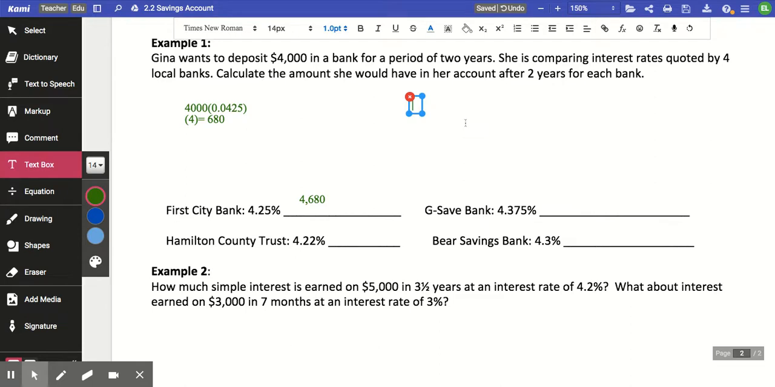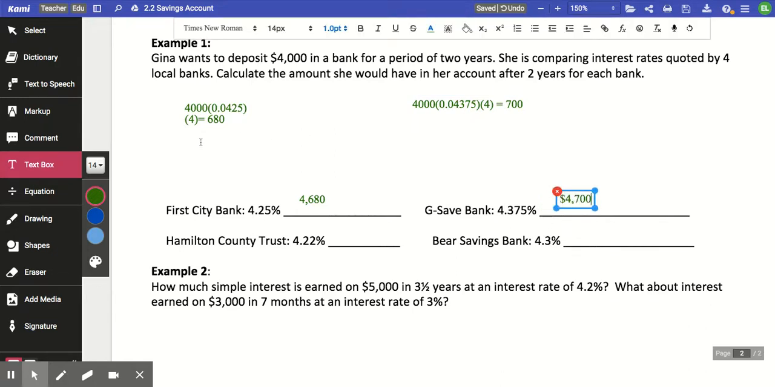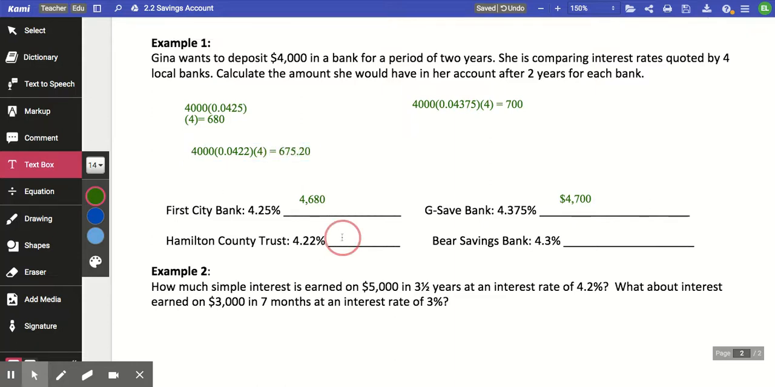For GSave Bank, again, we're doing the same thing, but now our interest rate is 4.375%, multiplied by 4 again, and this gives us an interest amount of $700. So she would have $4,700 after 4 years. Hamilton County Trust, changing that interest rate to 4.22%, and that's a total interest of $675.20.